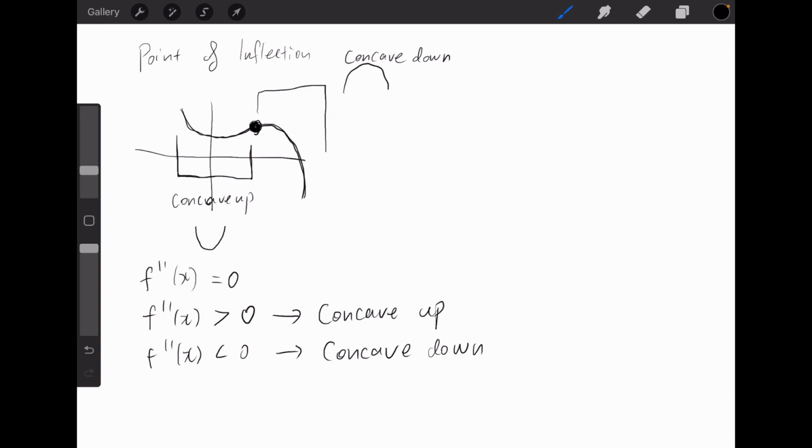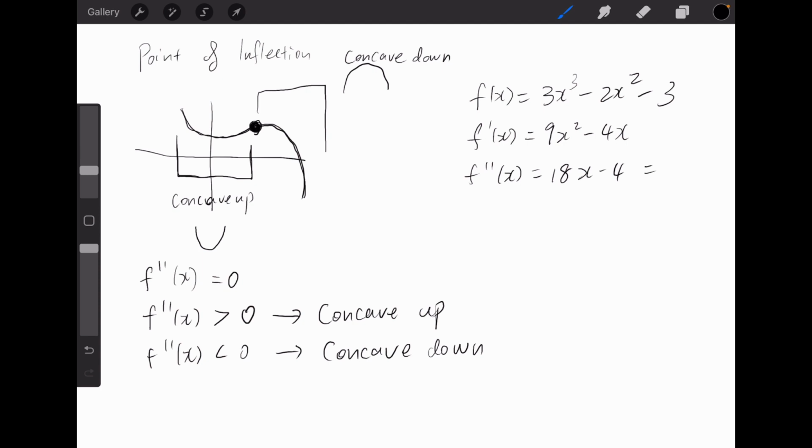Let's try an example. So if I have a function f of x equals 3x cubed minus 2x squared minus 3, I first need to take the first derivative. So the first derivative would be 3 times 3, which is 9, x squared minus 4x. And the second derivative would be the derivative of the first derivative, and it equals 18x minus 4. And I will set this to 0, and I get x equals 4 over 18.